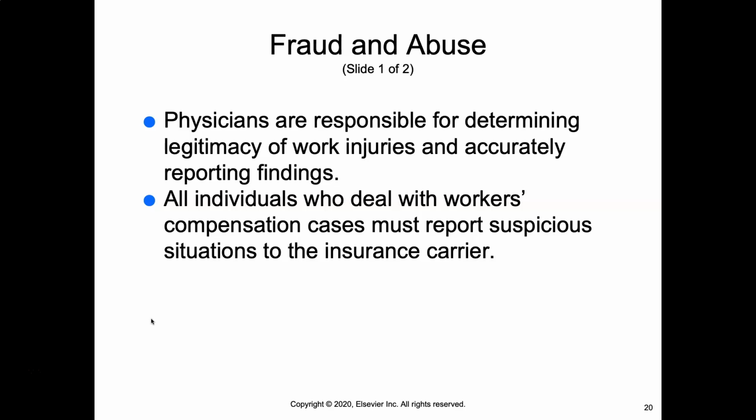All right, getting back to fraud and abuse. So all individuals who deal with workers' compensation cases must report suspicious situations to the insurance carrier. And that just goes back to ethics and integrity and making sure that we're all honest about what we see and do.